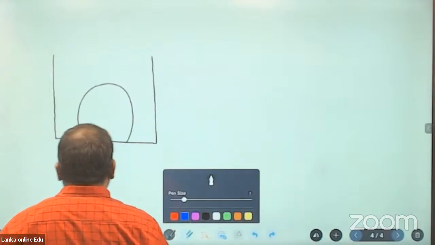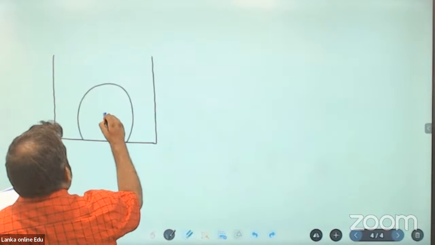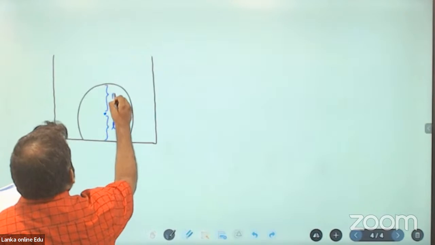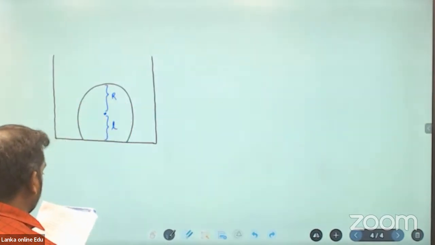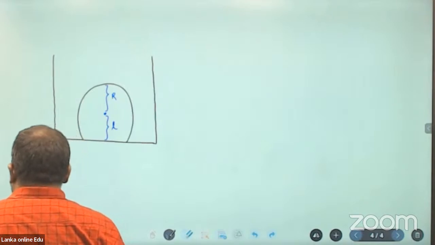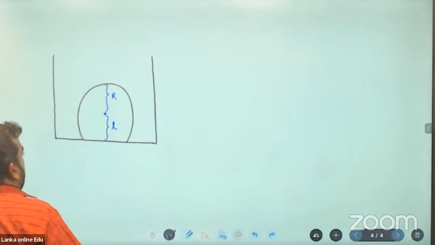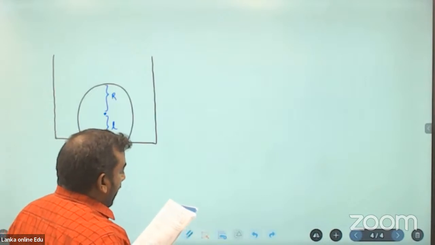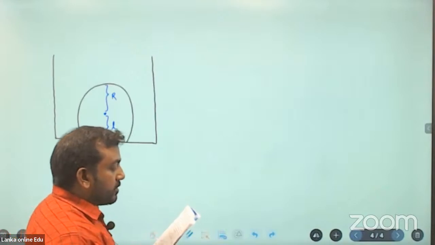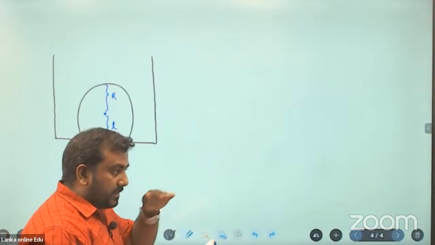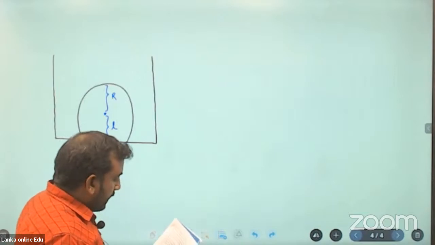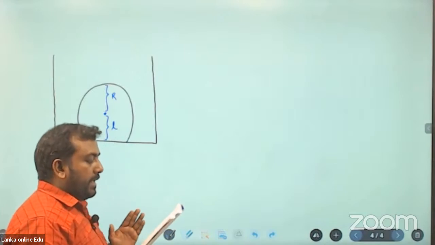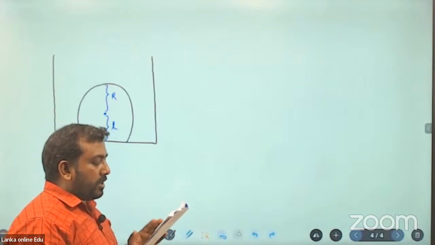Here, from the center to this, the length is L. Here you can say radius is R. So they have told you something very important. An object in the shape of a truncated solid sphere. Truncated means cut somewhere in the middle. A truncated solid sphere is kept at the bottom of a tank as shown in the figure. The distance from the center of the sphere to the bottom is L.